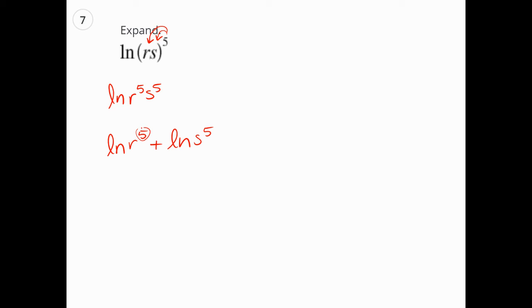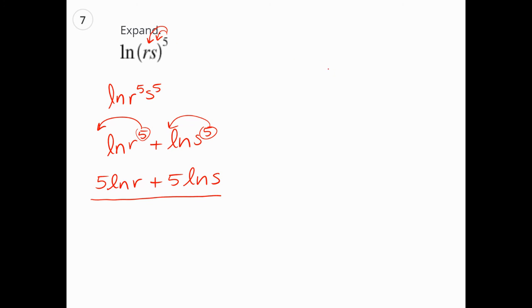And then we would do the best part, plug, like so. And we get 5 natural log r plus 5 natural log s. So that's one way to do it, and that is the answer right there.